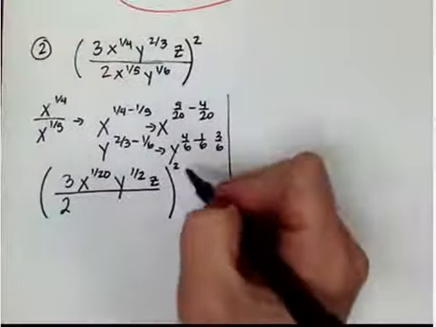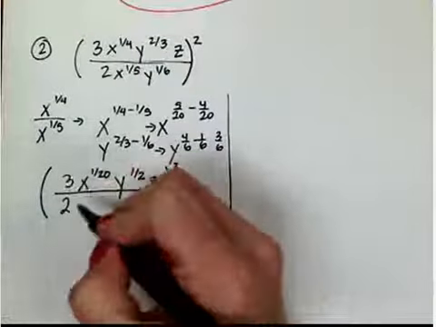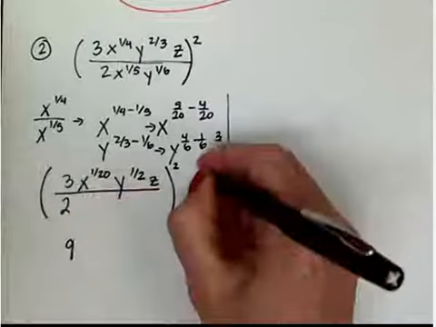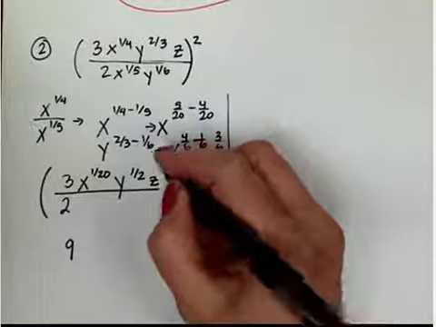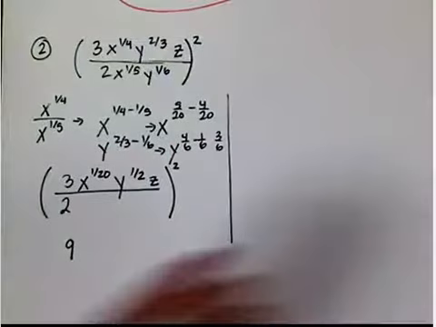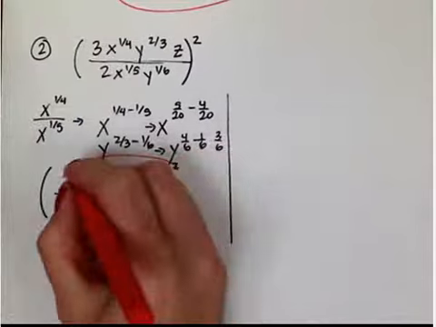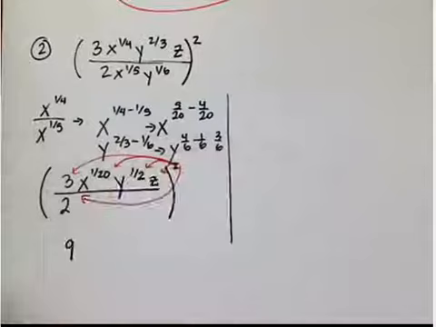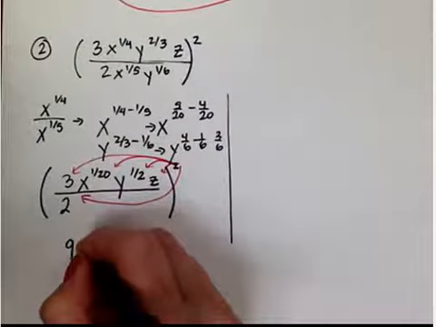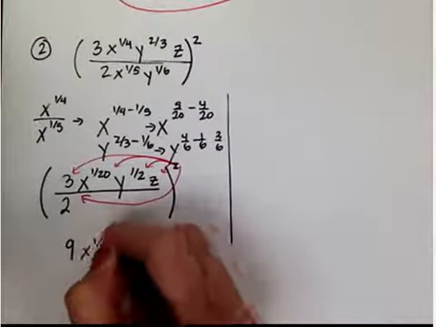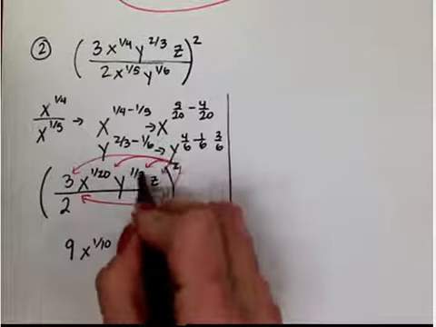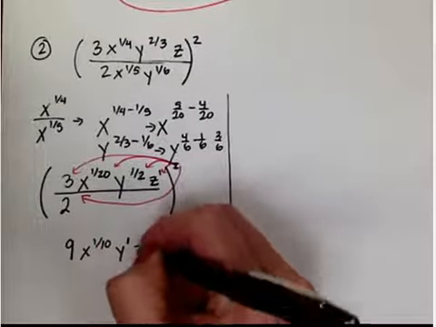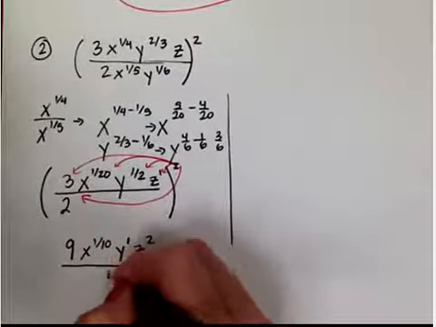Okay, so now we distribute this exponent to every term on the inside. So 3 squared is 9. Don't forget the coefficients. Okay, 1/20 times 2. So this exponent is going to each of these terms here. Okay, so that's 1/10, x to the 1/10. 1/2 times 2 is y to the 1st. Now this is a 1 exponent, so z squared all over 4.